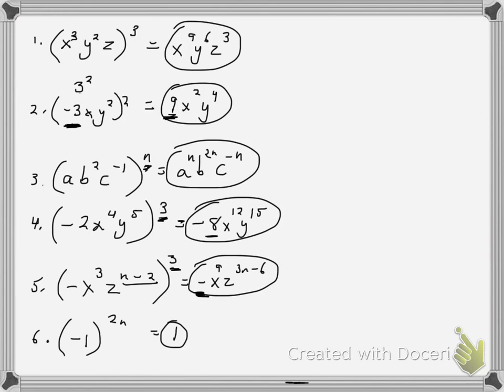The last one, because it's even, we know it's going to be positive, and 1 to any power is going to be 1, because it's going to be 1 times 1 times 1 times 1 times 1, whatever that would be. Positive like that. All right, so let's look at some more examples.